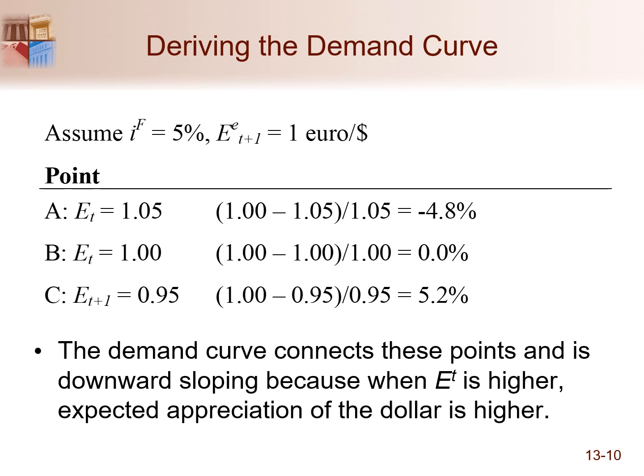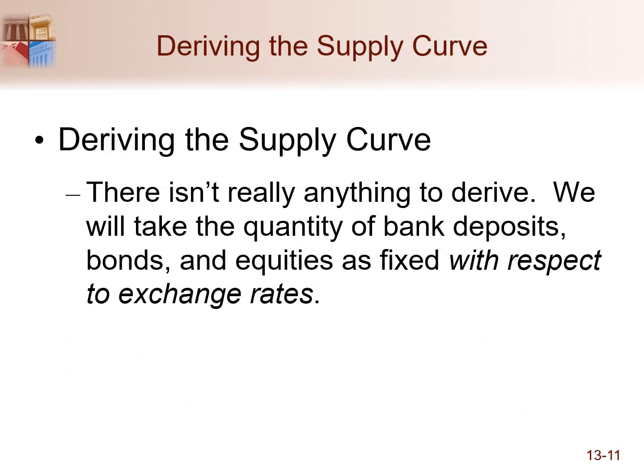It is an increase. So the demand curve connects these points and is downward sloping, because when the exchange rate is higher, the expected appreciation of the dollar is higher. I have already discussed that there isn't really anything to derive for supply, because we take the quantity of bank deposits, bonds and equities as fixed with respect to the exchange rate. So there is nothing to derive for the supply of your currency, because the supply curve is a straight line, it is fixed.